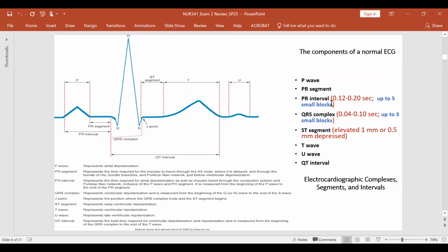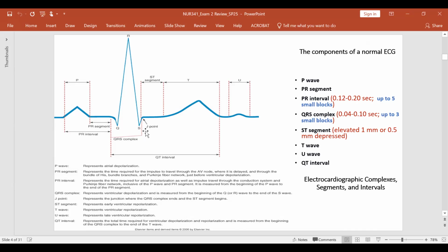So we have two main intervals. We would like to make sure that you know them by heart. The first one is the PR interval, PRI, which is supposed to be between 3 to 5 small boxes.